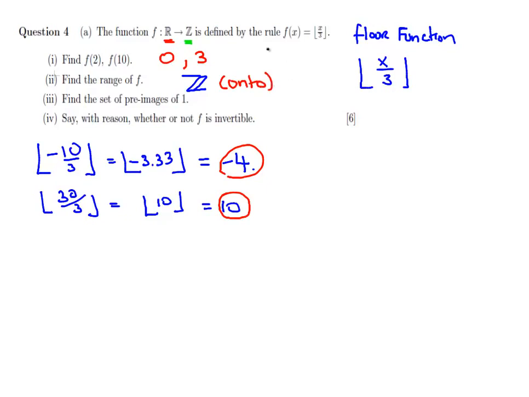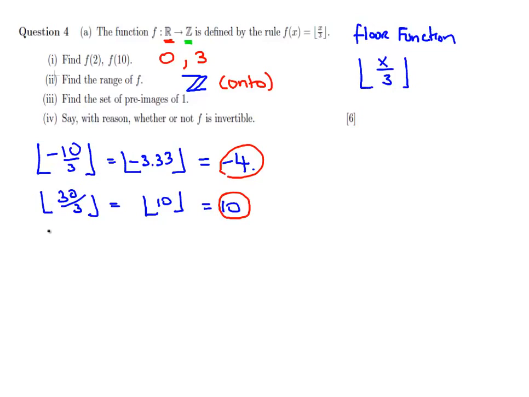Okay, the next one is find the set of pre-images of 1. Sorry, just to close off the remark about part 2: if you're not sure, try out a few values, and if you find something, for example that they can't be negative or can only be integers, that'll become clear very soon. So just try out a few. The next one is find the set of pre-images of 1.